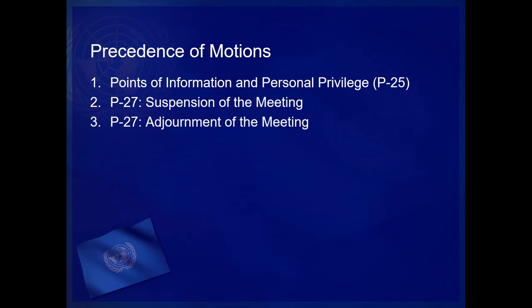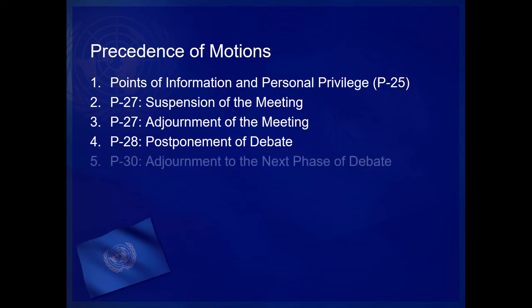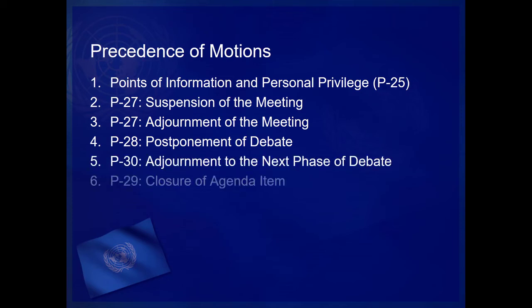The next highest precedence goes to a P27 adjournment of the meeting. And after that is P28 postponement of debate, then a P30 adjournment to the next phase of debate. Finally, a P29 closure of the agenda item has the lowest priority of all motions.